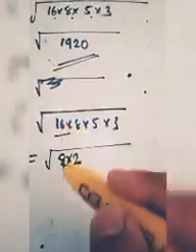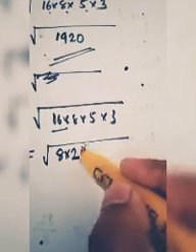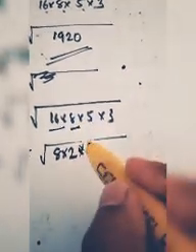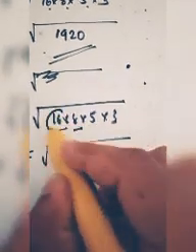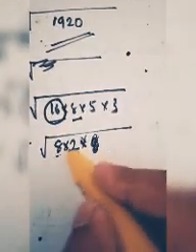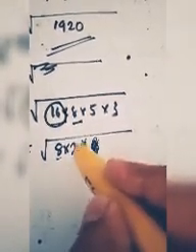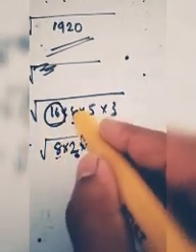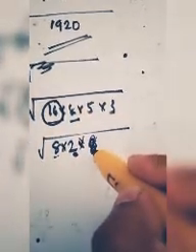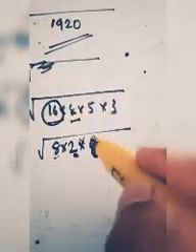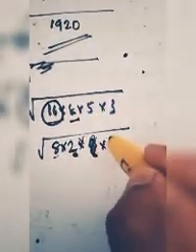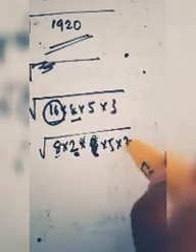So 16 I wrote as 8 into 2. Then this 8 I'm not going to change. Let me write this 8 as it is. Once again, instead of 16 I wrote 8 into 2 because 8 into 2 is 16. So this part is clear. Then this 8 as it is, I'm not going to split this 8. Then this 5 as it is, this 3 as it is.